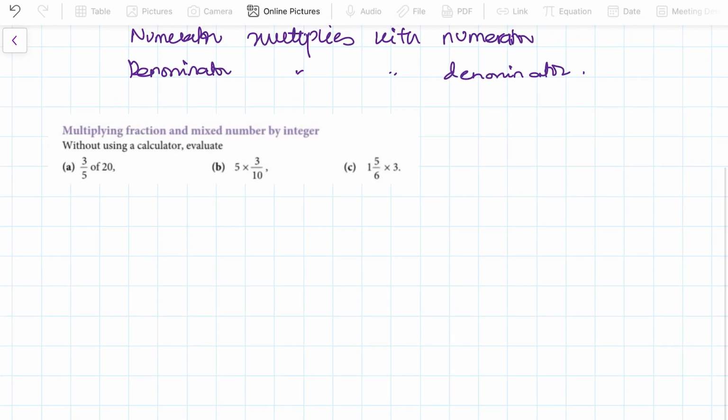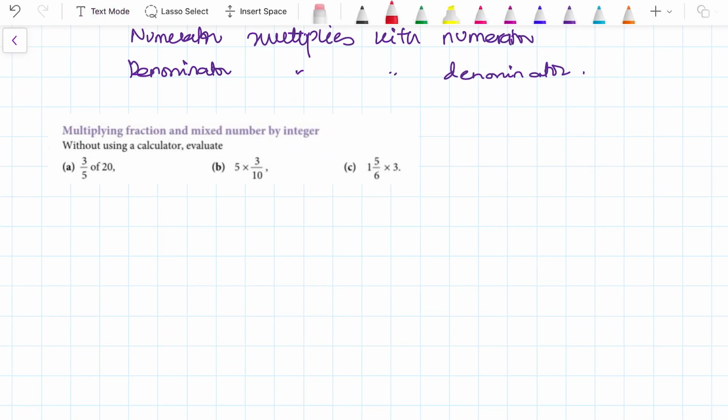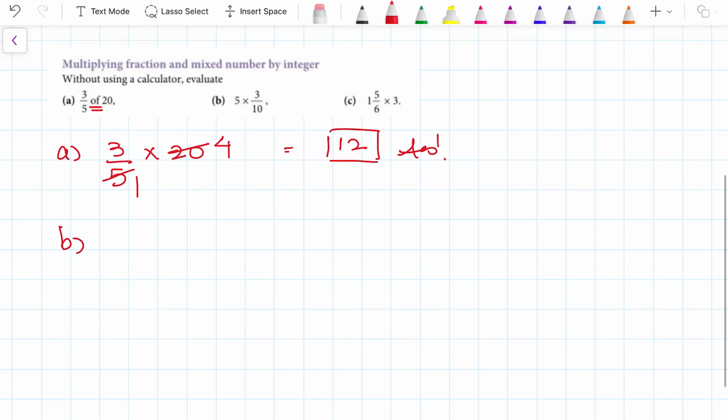Evaluate without using a calculator. The first question says of means multiplication. 5 times 1, 5 times 4. 3 into 4 is 12 and there's nothing in the denominator, we just have a 1. B part, 5 multiplied by 3 upon 10. 5 times 1, 5 times 2. 3 into 1 is a 3 divided by 2.